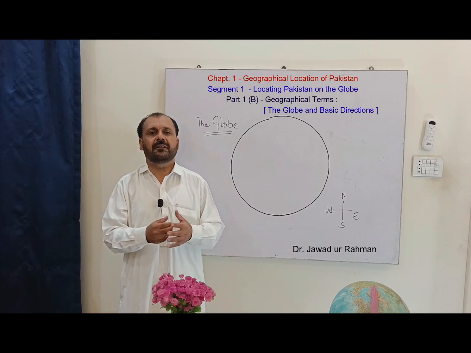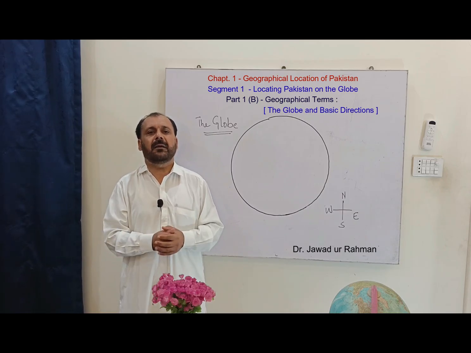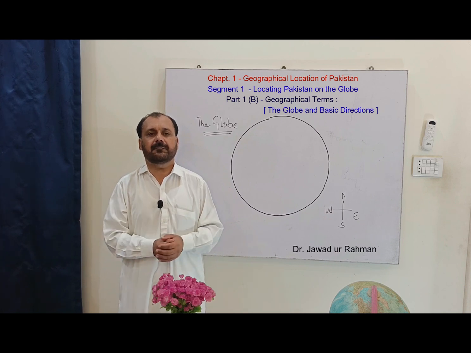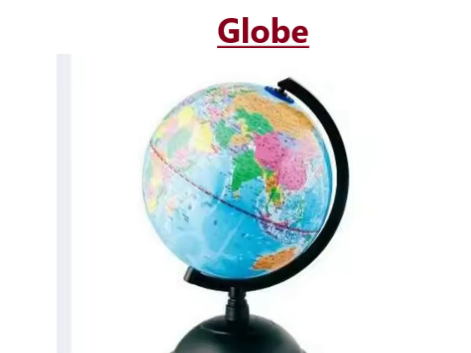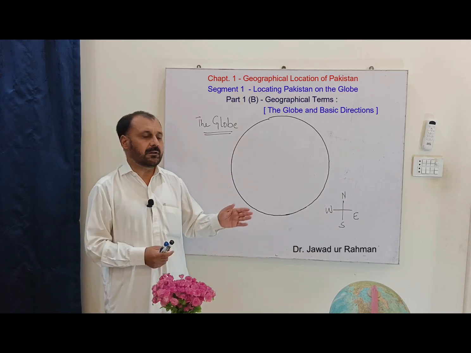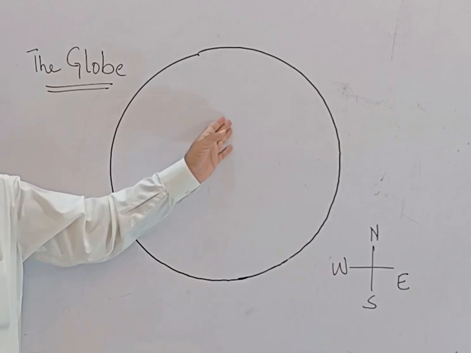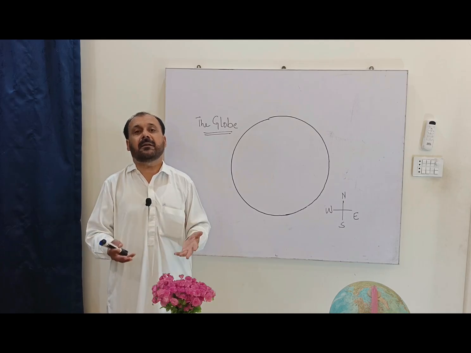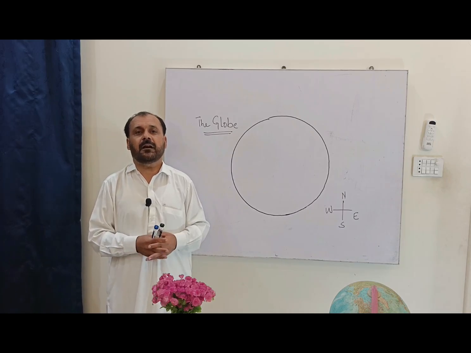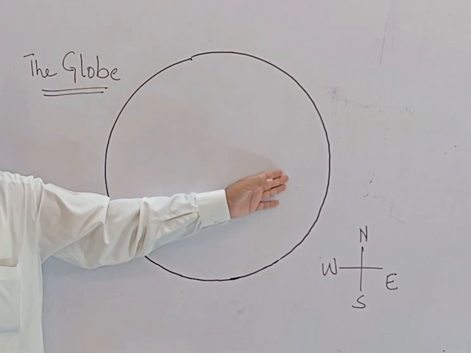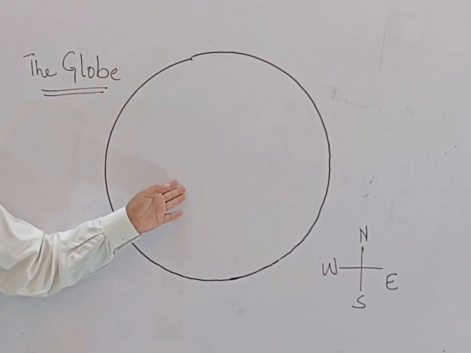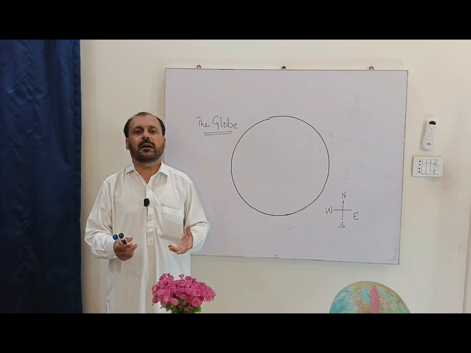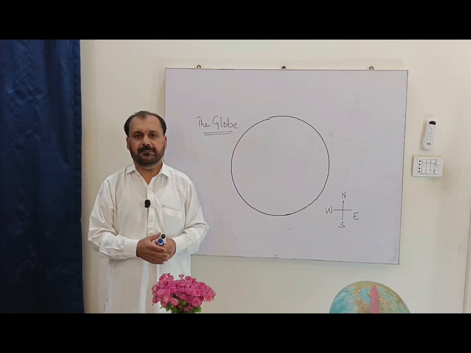For our discussion, therefore, the globe will be an important tool for understanding the geographical location of Pakistan. Let's start with a globe. Let us suppose that the circle we have drawn on the board represents a globe. A real globe is three-dimensional, but since we are drawing it on a flat two-dimensional surface, it appears here as a simple circle. Dear students, please draw a simple globe in your notebook as well.